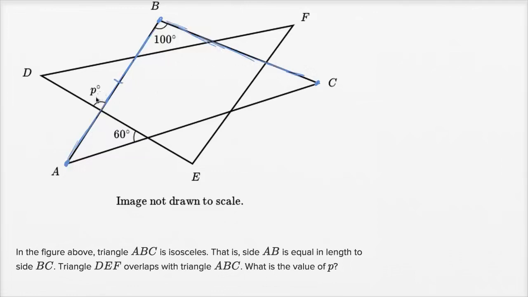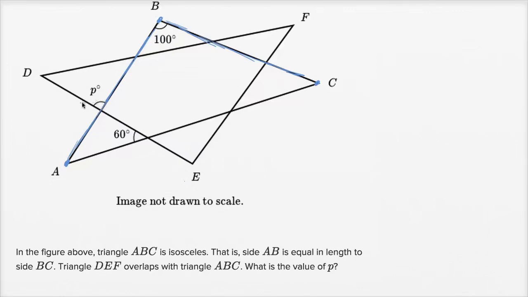Actually, I want to be careful, because that looks like I'm saying that from that point to that point. But those two blue sides are going to be equal in length. Triangle DEF overlaps with triangle ABC. Yeah, we see that. They kind of form this Star of David, or kind of this skewed Star of David. What is the value of angle P here?